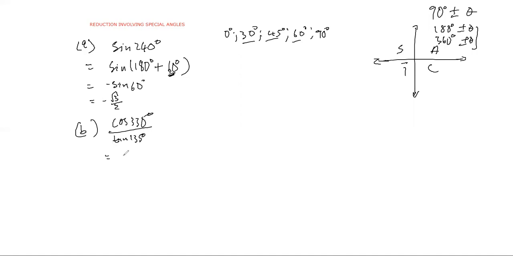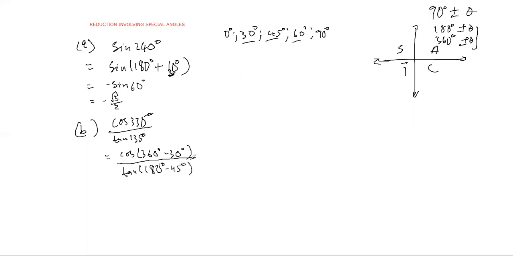If I see 330, I know I have to use a 360 reduction there. So cos 330 is the same as cos of 360 minus 30. And this here is 180 minus 45. So I'm going to put a 45 here.